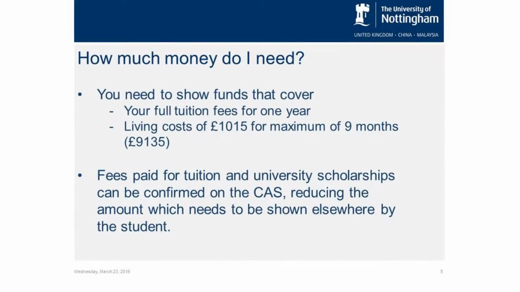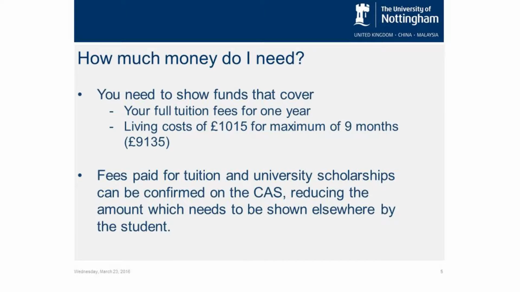Many students ask us exactly how much money they need to prepare for the Tier 4 visa process. The UK Visa and Immigration Authorities will be looking for the full tuition fee for 1 academic year, and they will also be looking for money for your living costs, which is also referred to as maintenance. You need to show £1,015 for a maximum of 9 months. So those figures are on your screen now.